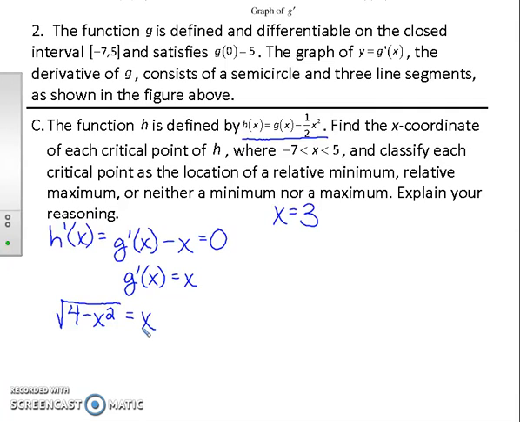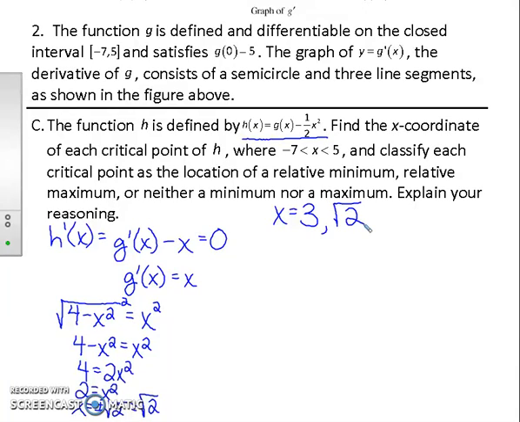Now you had a calculator where you could actually just graph both of them and see where they intersect. But if you were trying to solve this by hand, you would start by squaring both sides. So you would get 4 minus x squared equals x squared. 4 equals 2x squared. 2 equals x squared. And you would technically get x equals plus and minus the square root of 2. But we don't want the negative one because that would give us the underside of the circle. So we only keep the positive square root of 2. So that is another critical point.